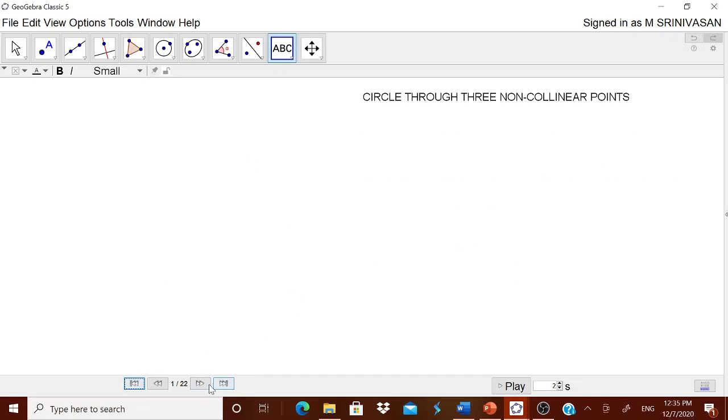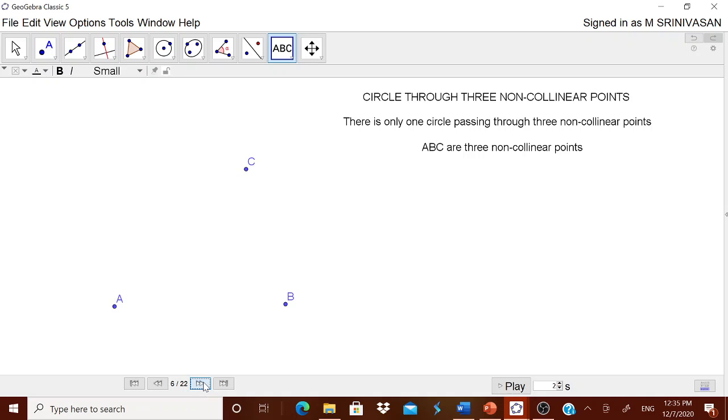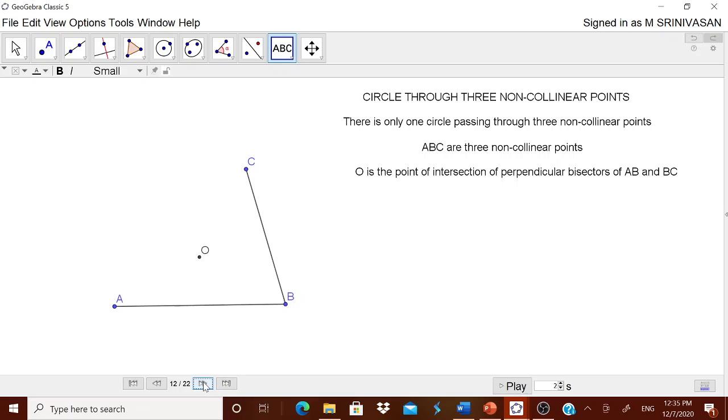For example, first we will tell circle through non-collinear points. We will tell them that there is only one circle through three non-collinear points, and you can ask so many questions. What are non-collinear points? Why are they non-collinear? Therefore, we can take three points. Then we can tell them that I am drawing perpendicular bisectors. Therefore, we can tell them that it meets at O. O is the point of intersection of the perpendicular bisectors.